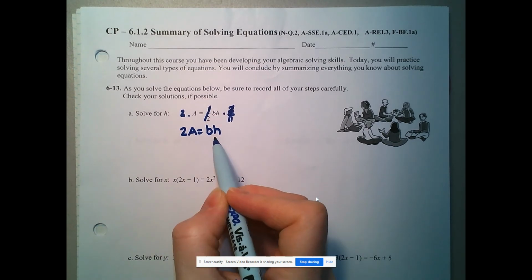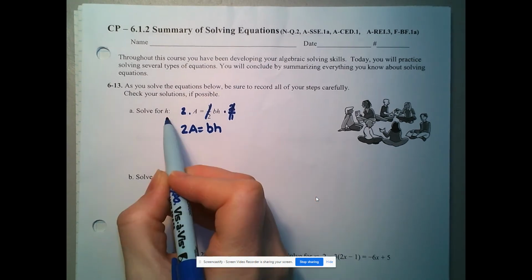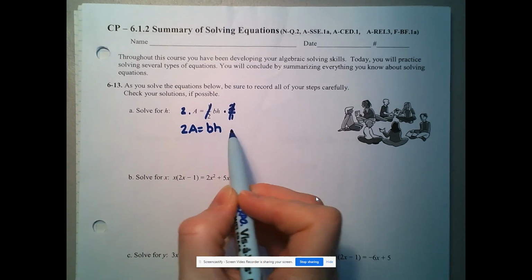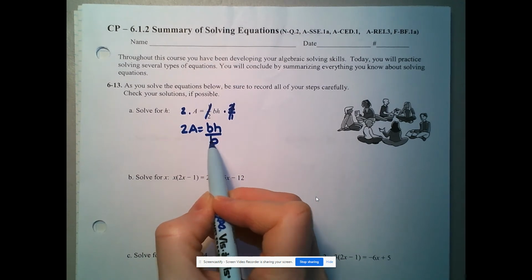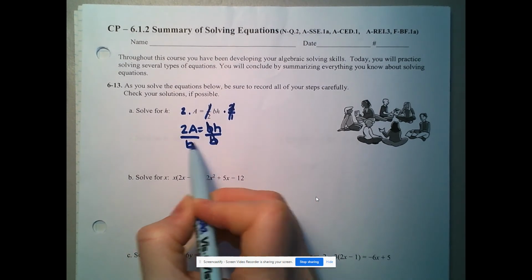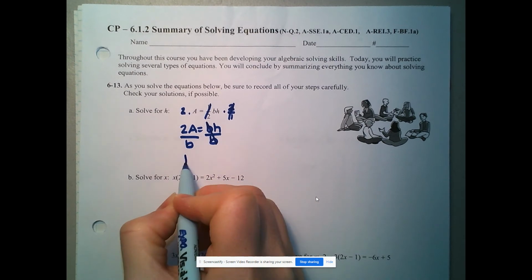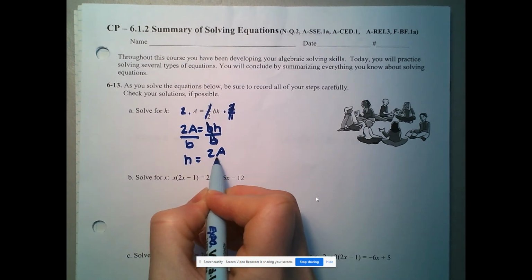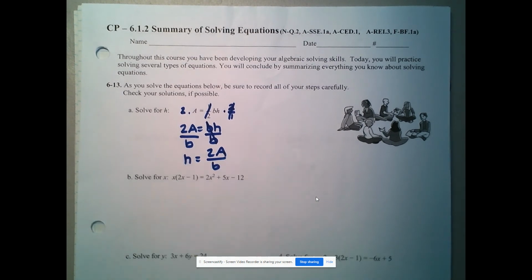2a. And if I'm solving for h, you might want to highlight this or underline it just to remember. I'm going to divide both sides by b in order to get h by itself. And then I would have h equals 2a over b, and then I'd be done. H is alone. The right-hand side is as simplified as it can get. I don't have a number in the numerator and a number in the denominator that could simplify.